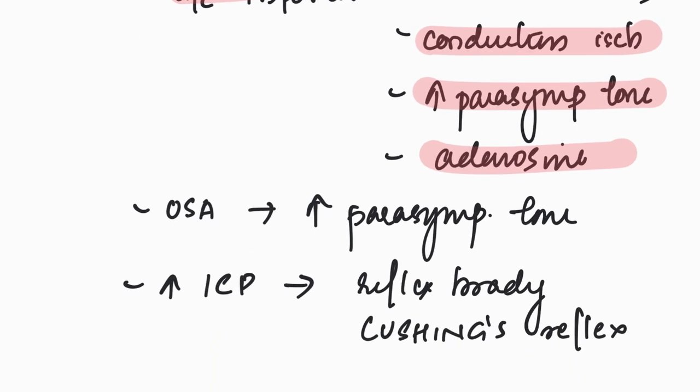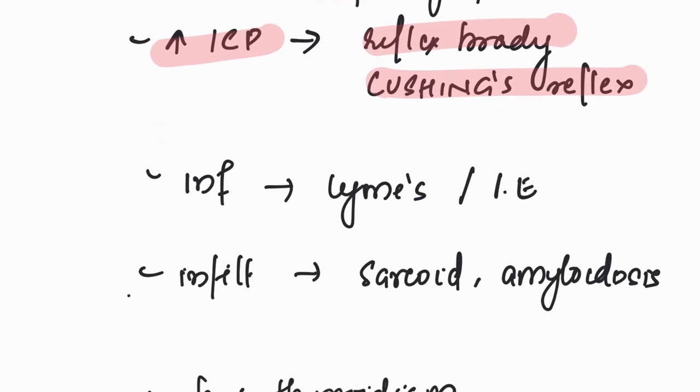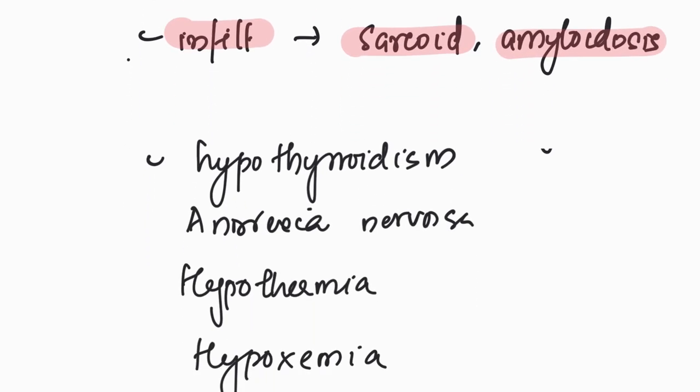In obstructive sleep apnea, there is an increased parasympathetic tone which can lead on to bradycardia. And in conditions where there is increased intracranial pressure, a Cushing's reflex will produce a reflex bradycardia. Infection of the myocardium in Lyme disease and infective endocarditis can lead to conduction blocks. Infiltrative disorders like sarcoidosis and amyloidosis can affect the conduction system and produce bradycardia.